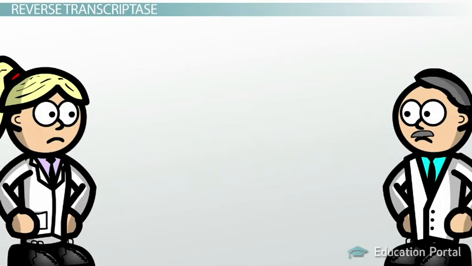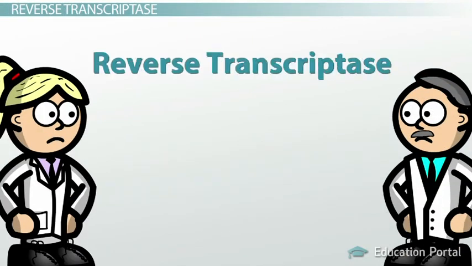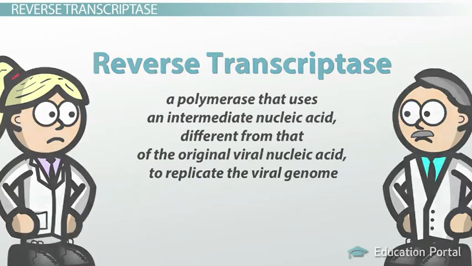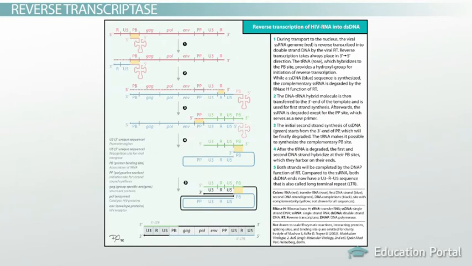The final two groups of viruses have something called reverse transcriptase, or RT for short. Reverse transcriptase is a polymerase that uses an intermediate nucleic acid different from that of the original viral nucleic acid to replicate the viral genome. Basically, the reverse transcriptase helps the virus to replicate through an RNA intermediate in the case of a double-stranded DNA reverse transcriptase virus, or a DNA intermediate in the case of a single-stranded RNA reverse transcriptase virus.